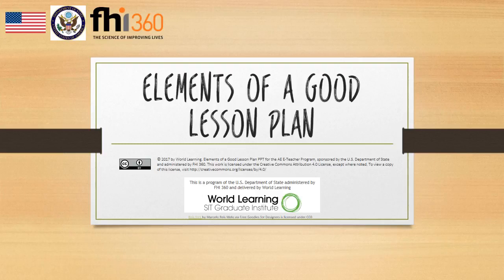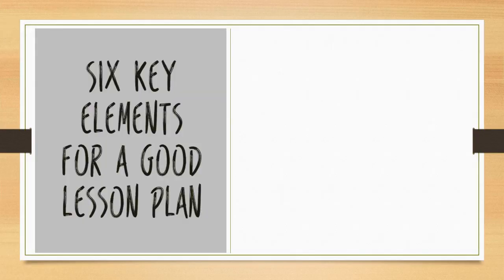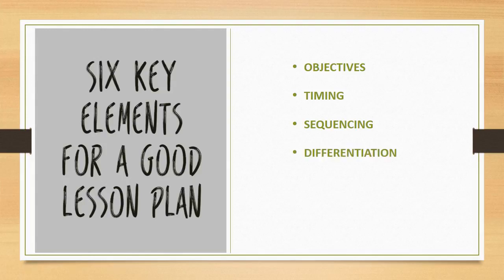Elements of a good lesson plan. Teaching is much more likely to be successful when guided by a clear and complete lesson plan. The key elements of a good lesson plan include objectives, timing, sequencing, differentiation, assessment, and materials.